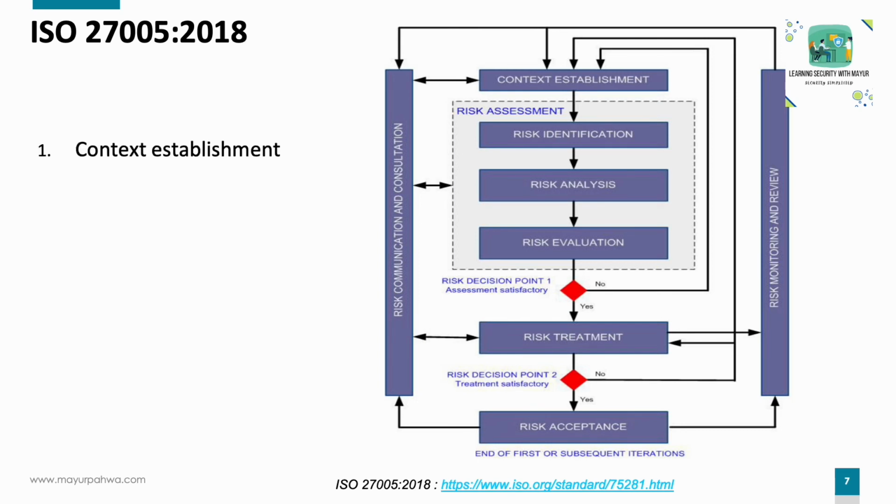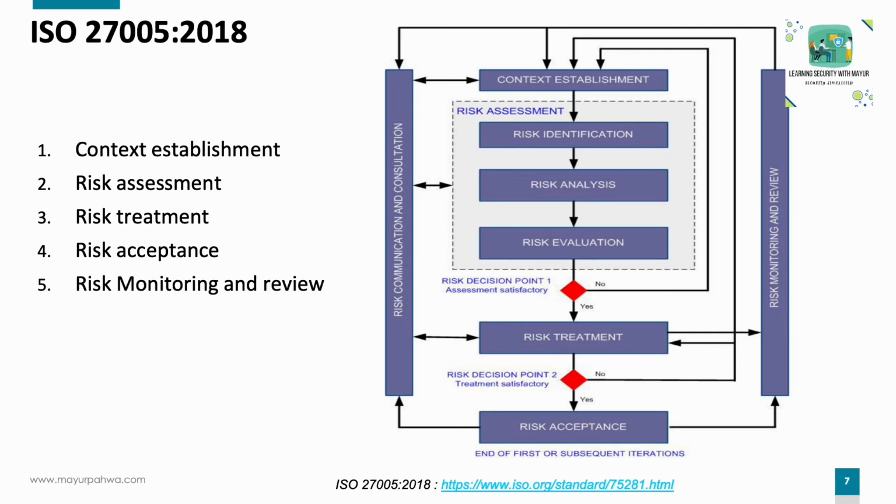There are six key components of ISO 27005 approach. The first one is context establishment, then follows by risk assessment, followed by risk treatment, then risk acceptance, then risk monitoring and review, and finally risk communication and consultation.